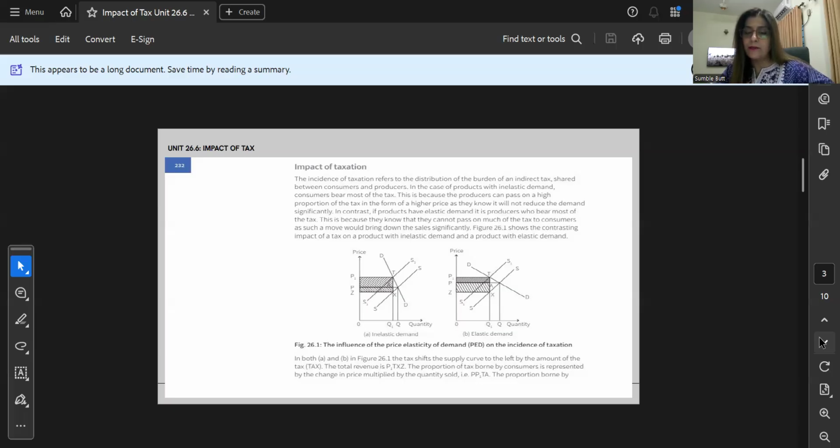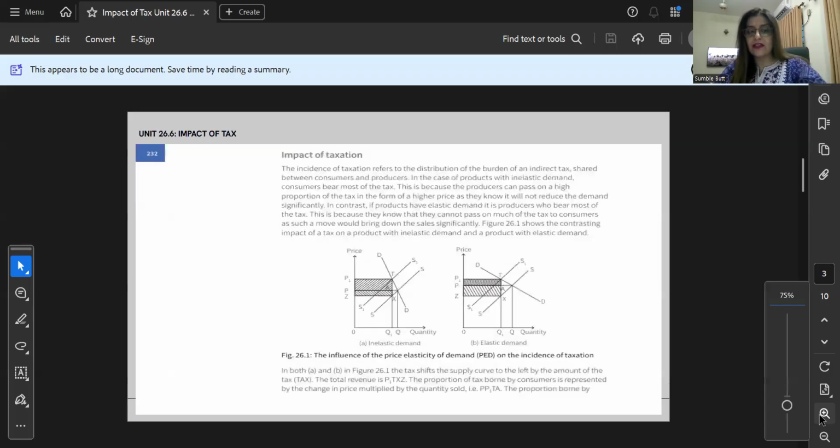Now, it's important to relate this topic with price elasticity of demand because it helps to build on the concept of incidence of taxation. Now, what does the word incidence mean? Essentially, it means impact of taxation. The incidence of taxation refers to the distribution of the burden of an indirect tax shared between consumers and producers.